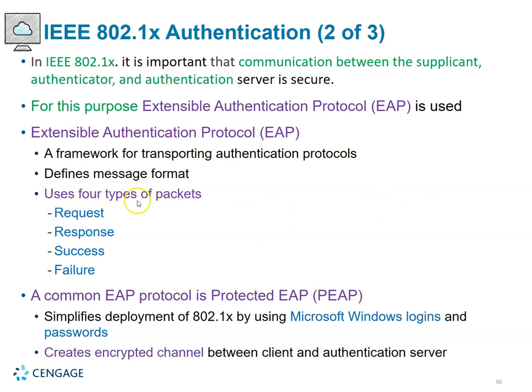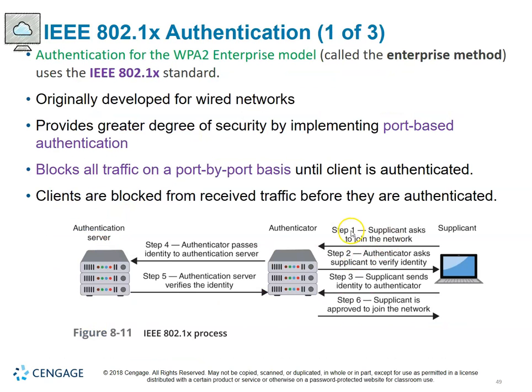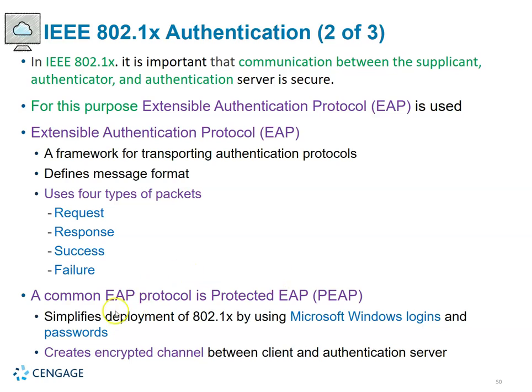They can come in 4 different types of packets. It can be a request, a response, a success, or failure. And if you go back here, you can take a look at each one of these and determine which of those 4 categories it would fall into. So a common EAP protocol is the so-called PEAP, Protected EAP, and this simplifies deployment of the 802.1x by using Windows logins and passwords. It basically creates an encrypted channel between the client and authentication server.